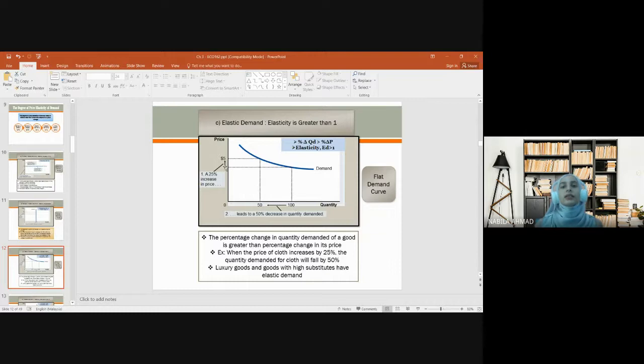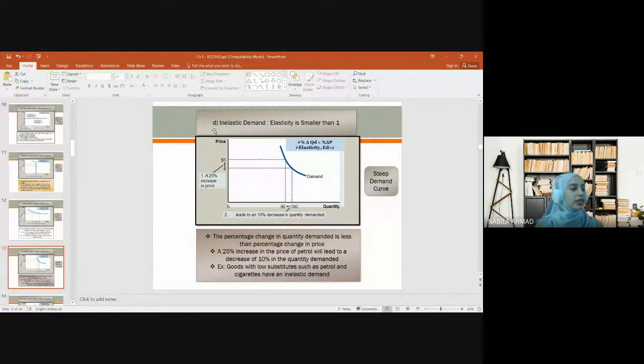Harga berubah sedikit tetapi kuantiti berubah dengan banyak. Contohnya harga naik 25%, kuantiti akan turun more than 25% lah, which is 50%. Barang-barang jenis apa ni? Barang-barang yang consumer sensitif dengan perubahan harga. Barang-barang mewah, barang normal dan juga barang-barang yang banyak substitutes. Right, so that is elastic demand.